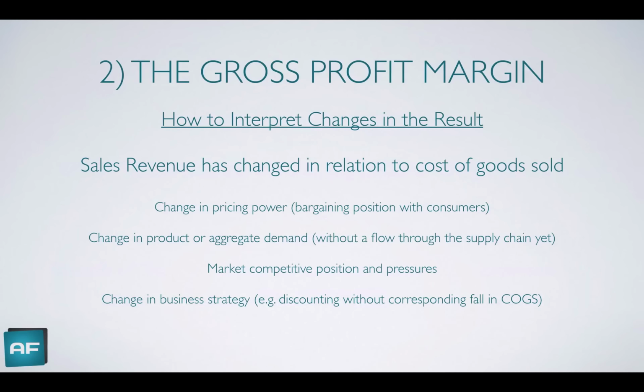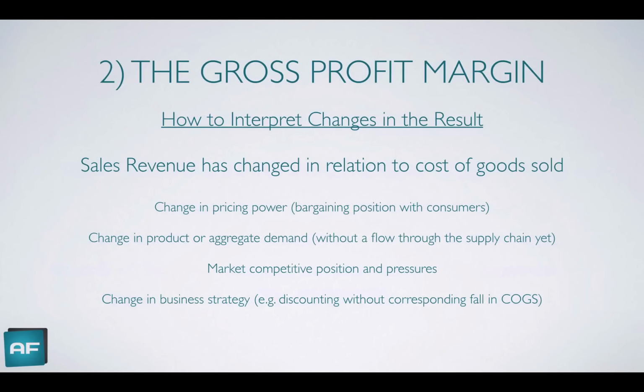Also, there's a change in product or aggregate demand without a flow through the supply chain yet. If a particular business has a spike in demand for their product, then they may get an increase in sales revenue through a boost in sales or a boost in sales price. Normally, over time, if there's a boost in aggregate demand, this will flow right through the supply chain.